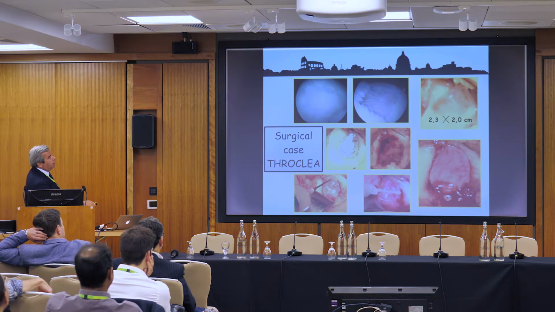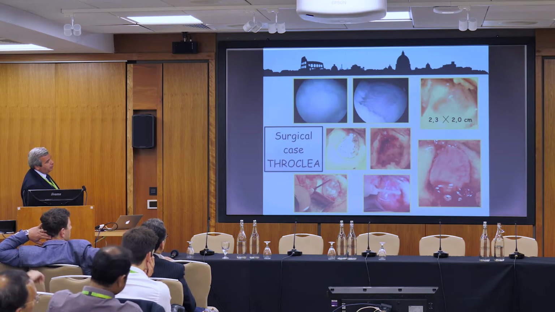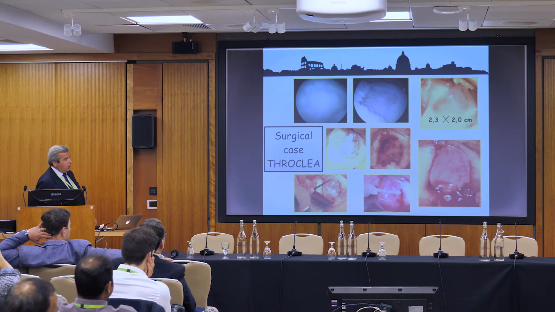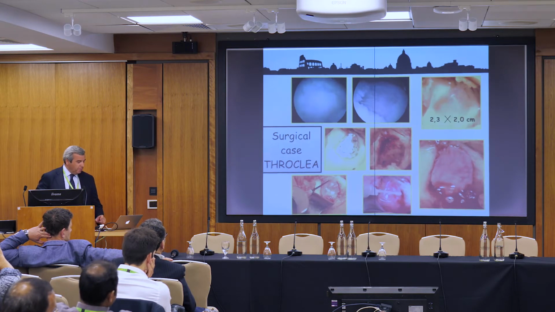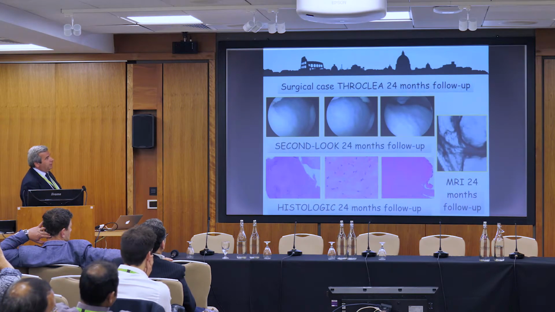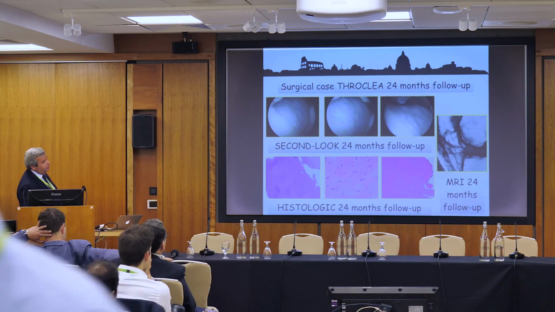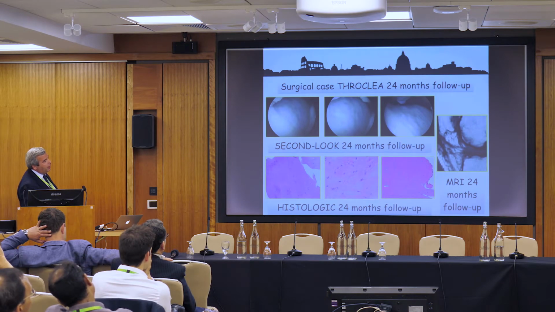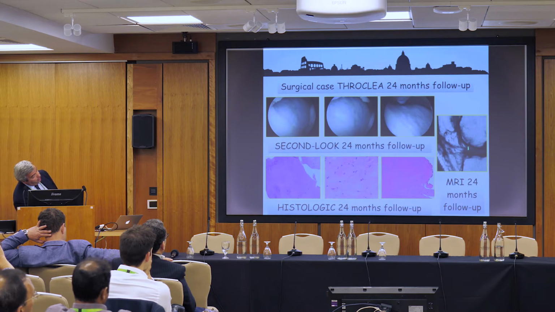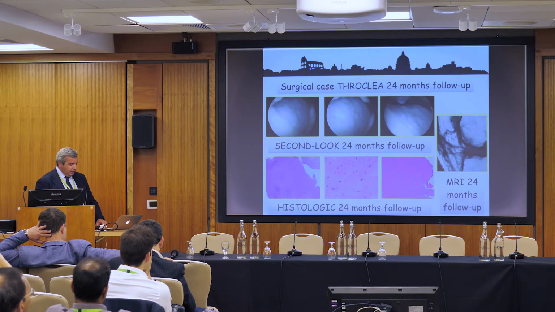Once more, I'll show you a complete case, a large defect of the trochlea. These are the surgical steps. I won't annoy you anymore repeating them. I was lucky to have the second look follow-up at 2 years, and these are the histology with a clear hyaline-like cartilage, and this is the good repair also in the 24 months post-op MRI.